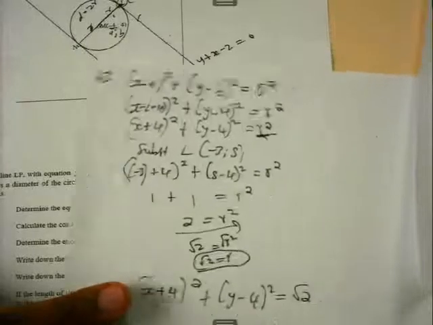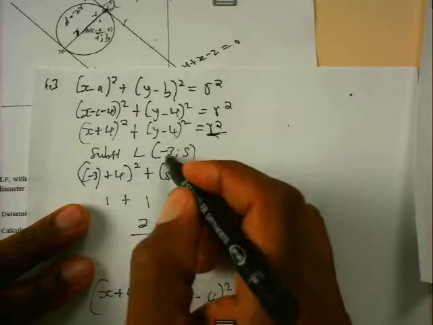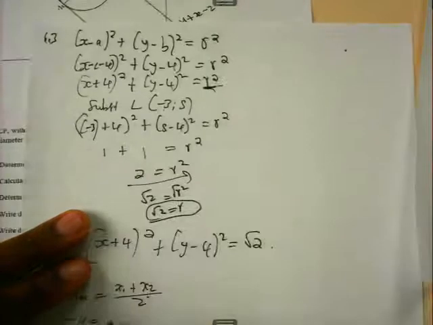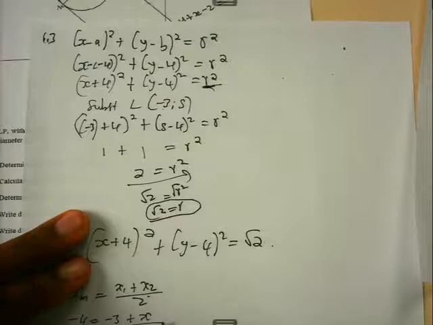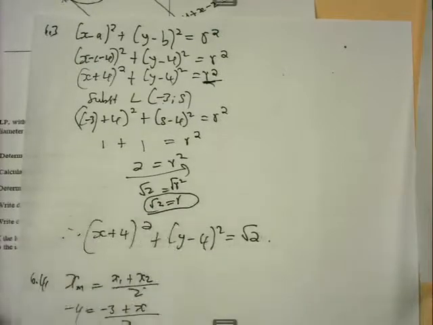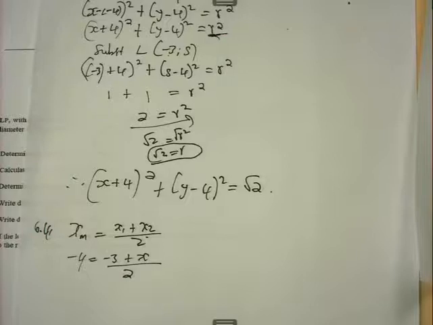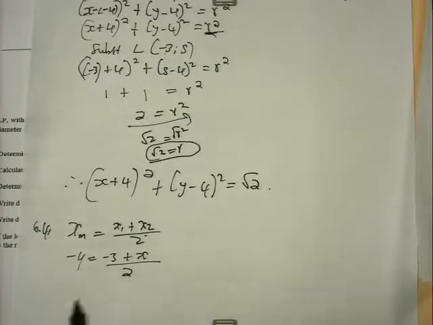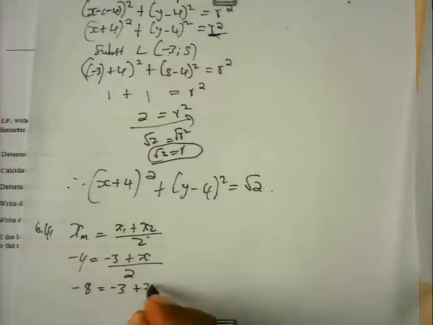X1, of course, remember you said the coordinates of L is minus 3 there. It means you are going to have minus 3 plus x2 there. Then we divide everything by 2. And then from here, we do a cross multiplication. 2 times minus 4 is minus 8, which is equal to minus 3 plus x.